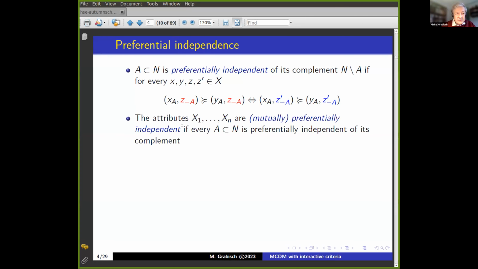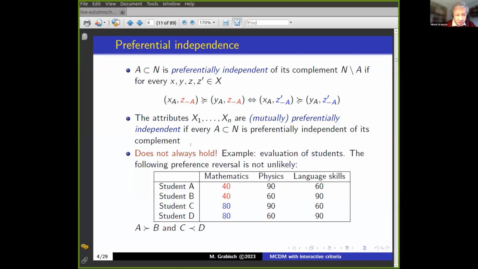Now, suppose that this property is true for every possible subset A, then you say that the attributes are mutually preferentially independent, which is, of course, a very strong property, which you cannot guarantee in any situation.